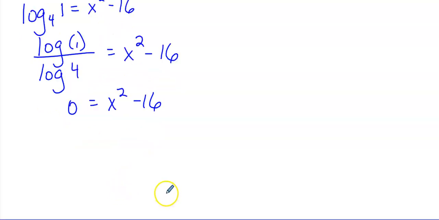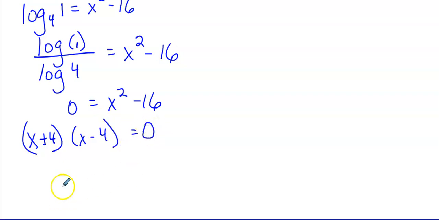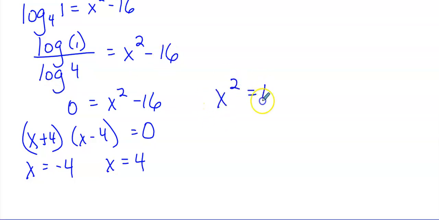There are two ways we can proceed here. We can add 16 to both sides, which is probably the easiest way, or we can recognize this as a difference of two squares and understand that this equals x plus 4 times x minus 4. If we factor that, we get x equals negative 4 or x equals positive 4. If we added 16 to both sides, we would have gotten x squared equals 16. Take the square root, and that would equal plus or minus 4.